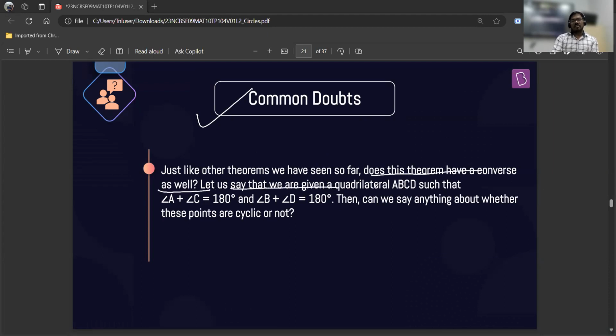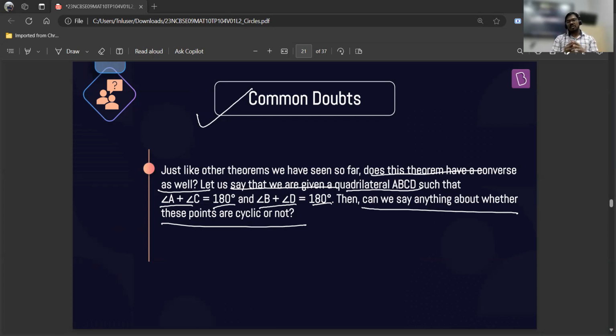Similarly, just like other theorems, does this theorem also have a converse part? Let us say that we are given a quadrilateral ABCD such that A plus C is 180, B plus D is 180. Then can we say anything about whether these points are cyclic or not? Yes, we can say that they are cyclic, right? So its converse part is also correct.